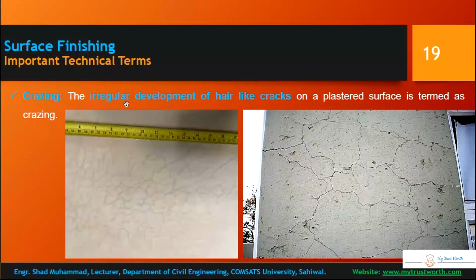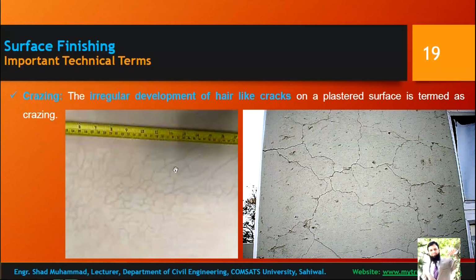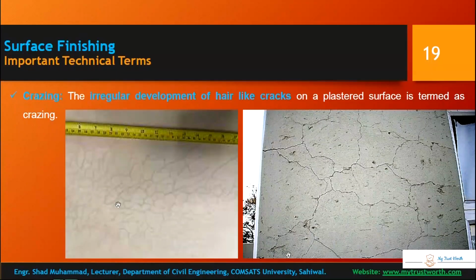Crazing. The irregular development of hair-like cracks on the plaster surface is called crazing. These are random irregular developments, minute hairline cracks. You can see here. These types of cracks can also occur on your pavements, bitumen pavements, and the terminology is the same, crazing.